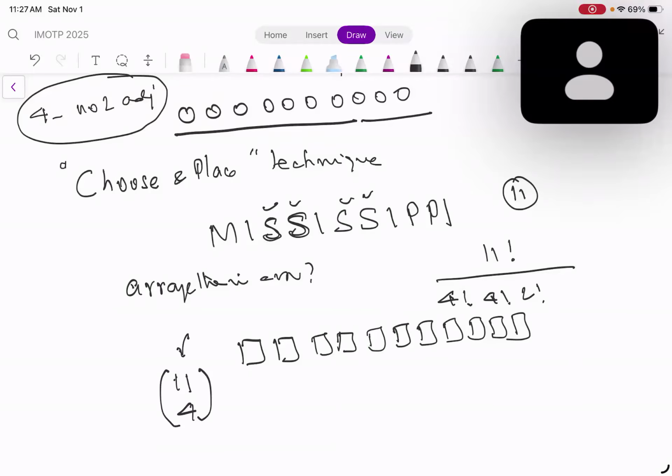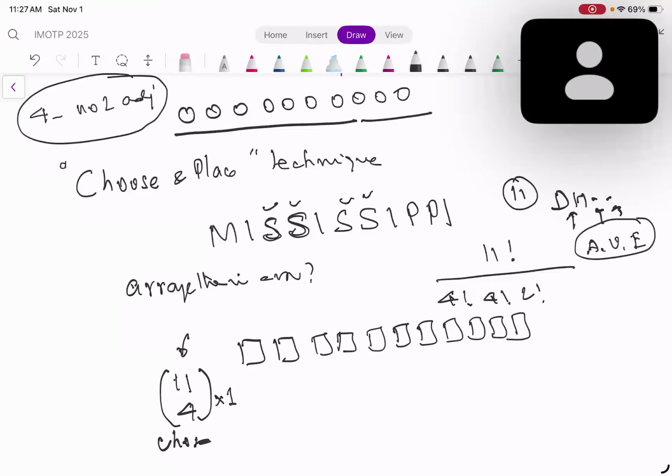Once I have chosen the 4 slots, how many ways can I place them in those 4 slots? 4 factorial ways. No, sorry, I have 4 identical S's. Like in the previous problem, once I have chosen the slots, I have 3 distinct letters, so there is only one way of doing that. So this is the number of ways to choose, and then the number of ways to place is 1.